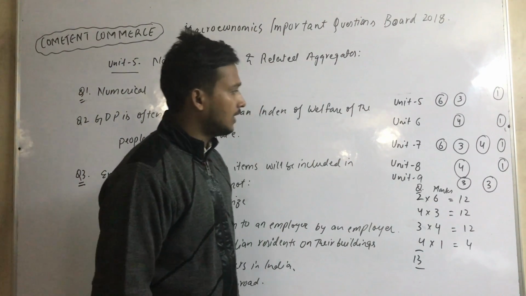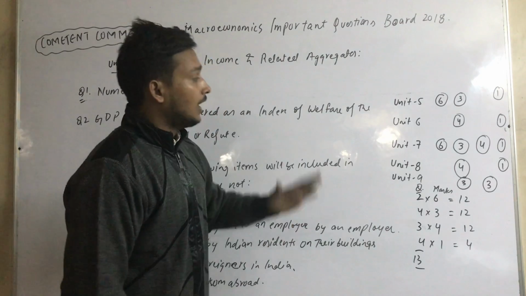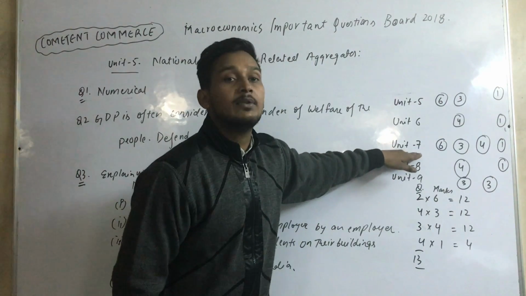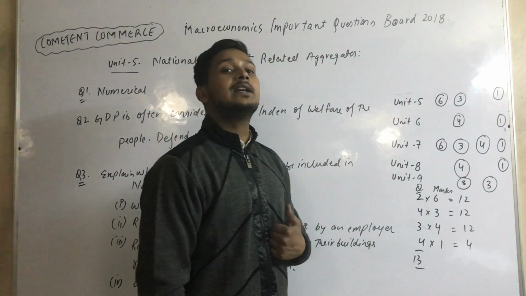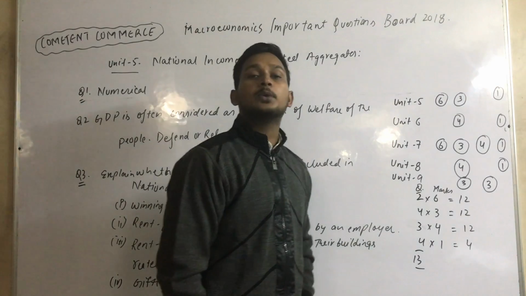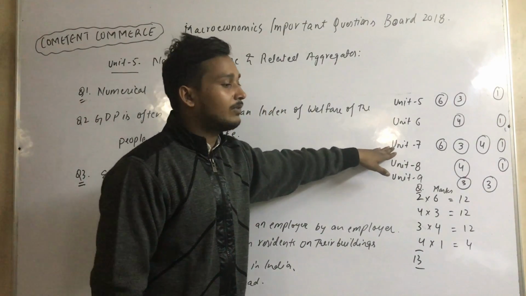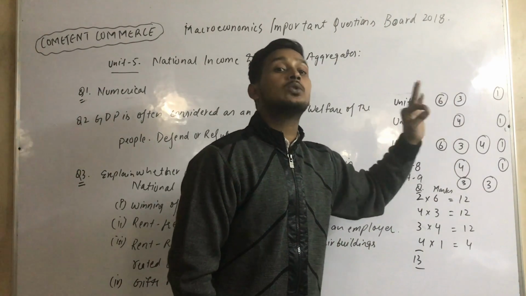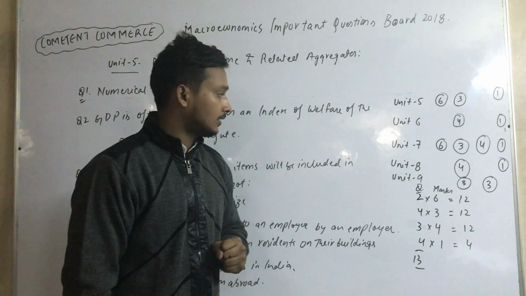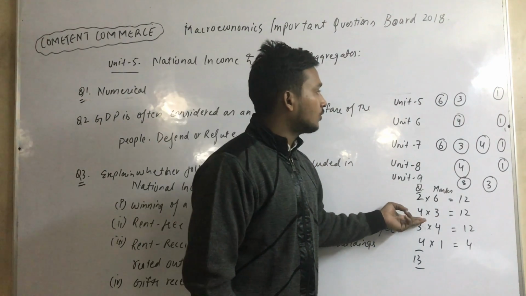On these 3 methods, one numerical question will definitely be asked. Another 6 mark question that might be asked is from unit number 7, that is your aggregate demand and related concept unit. From this unit number 7, I will be telling you what question can be asked. Now come to 4 mark questions.